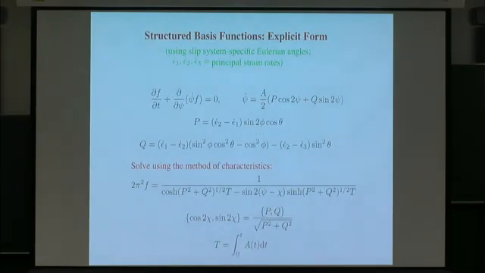So here's just an explicit form of one of these things. I'm using slip system specific Eulerian angles, and epsilon 1 dot, 2 dot, 3 dot are the principal strain rates. Here you see the equation, basically. This is an expression for the spin that comes out of the solution. And you can solve this equation by the method of characteristics, and you get a solution down here. As I say, a bit complicated, but it has the virtue of being an analytical solution which gets more and more peaked as the deformation proceeds.